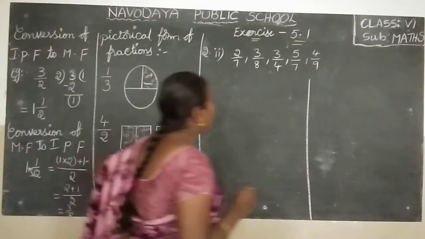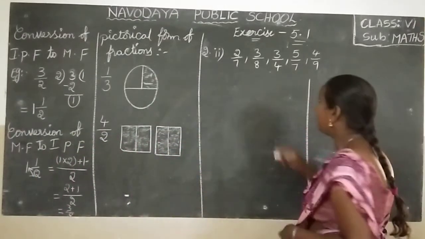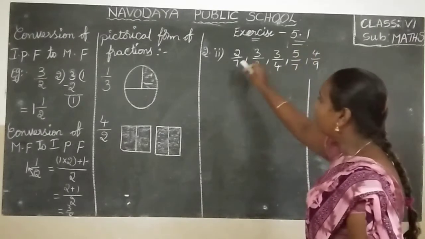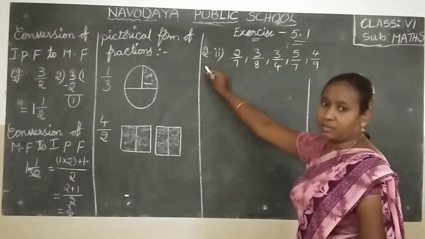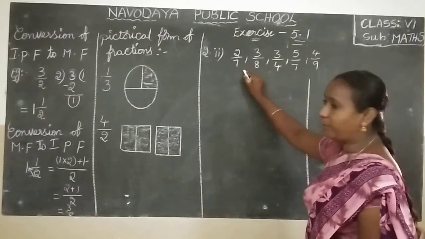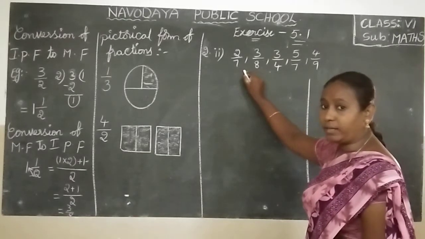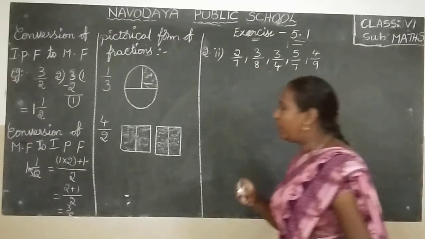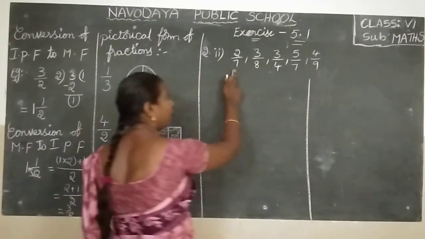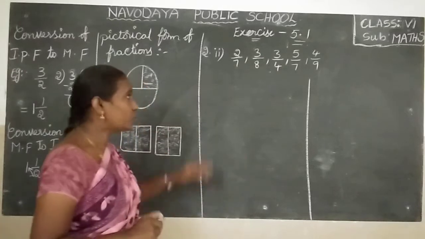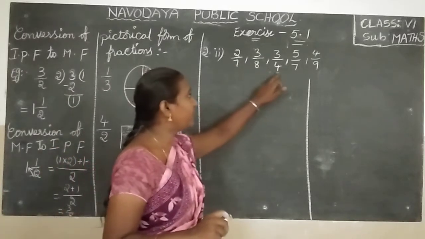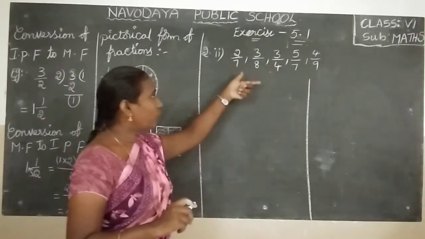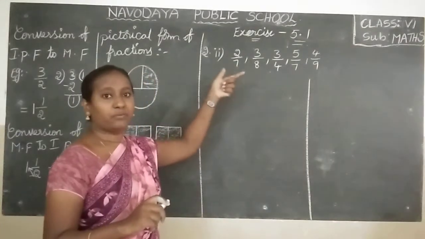Next, come to the exercise. Exercise 5.1, second problem. Arrange the given numbers in ascending order. How do we arrange these fractions in ascending order? Here they are given unlike fractions. If we look at the denominators of the given fractions, these are all unlike fractions.